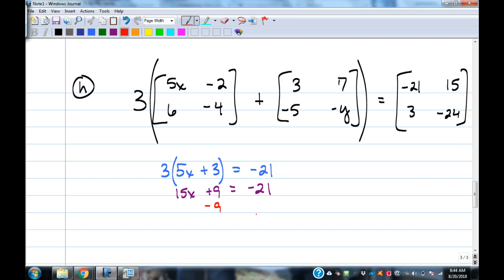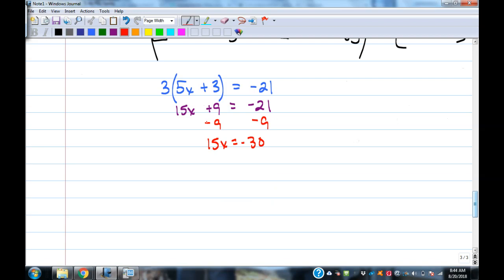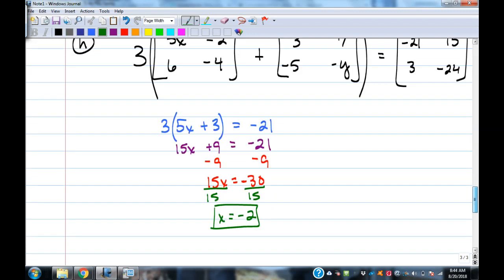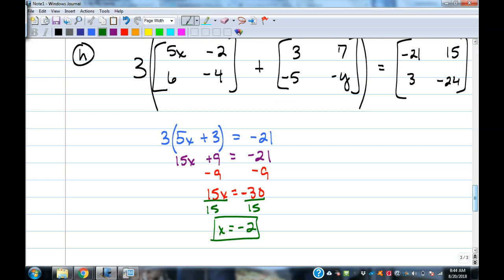There are other ways to solve this equation. You don't have to do it that way. x equals how much? Negative 2. x equals negative 2. What would the equation be for y?